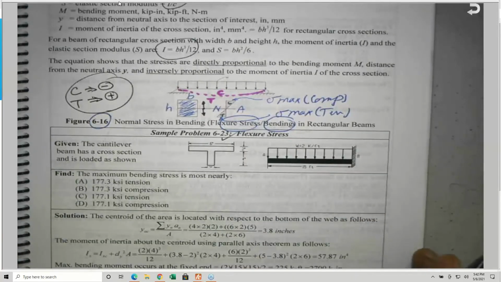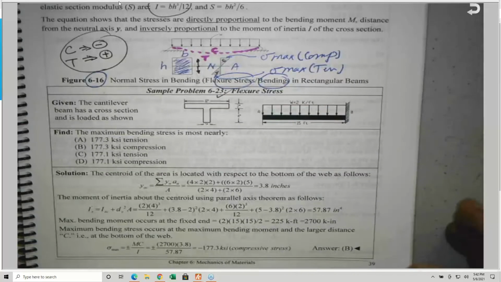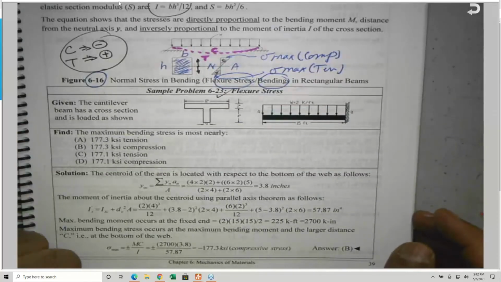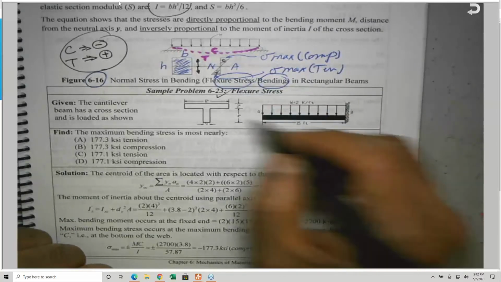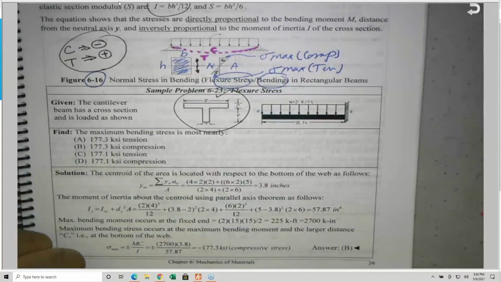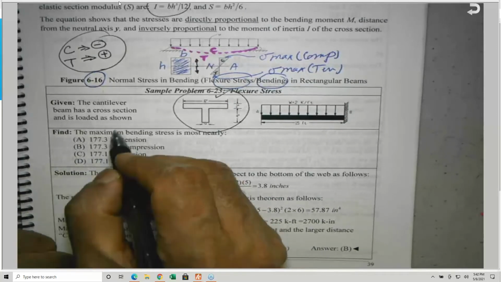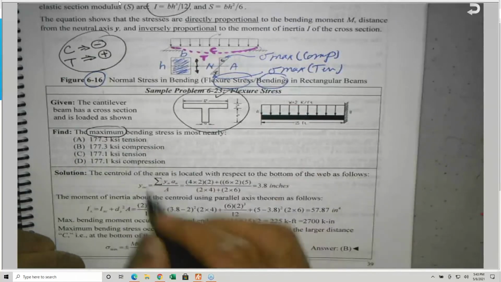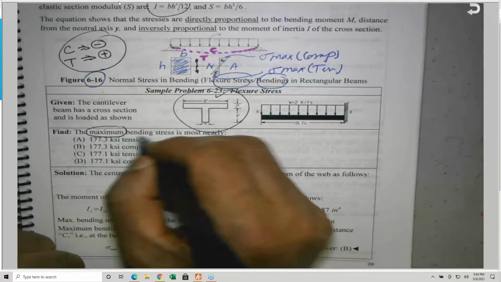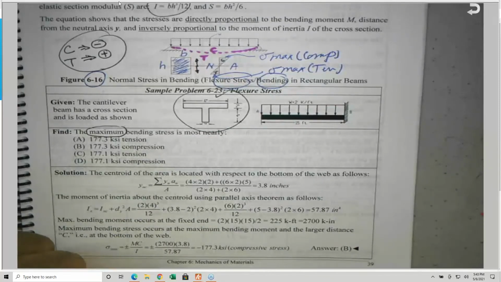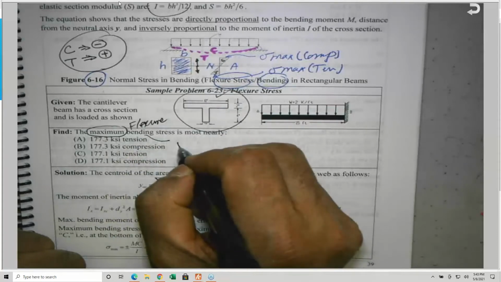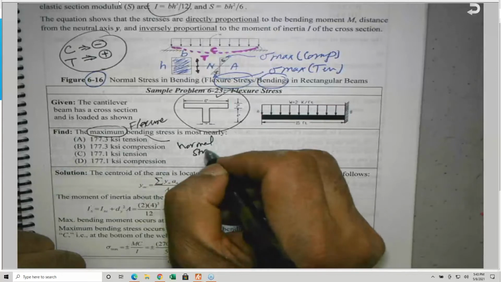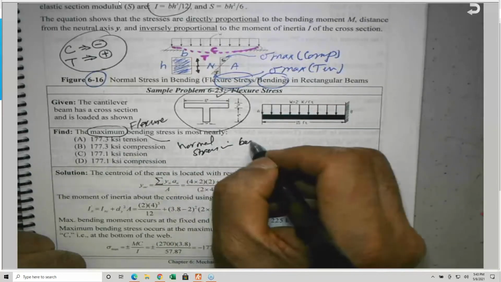This one here is a little bit a combination of mechanics of materials and a cantilever beam fixed from one end, 2 kips per linear foot, and he gave you a T-beam. This is a little bit difficult because it is time consuming, and he is asking what is the maximum bending stress. He can say maximum normal stress in bending, or maximum flexure stress, or maximum normal stress in bending.